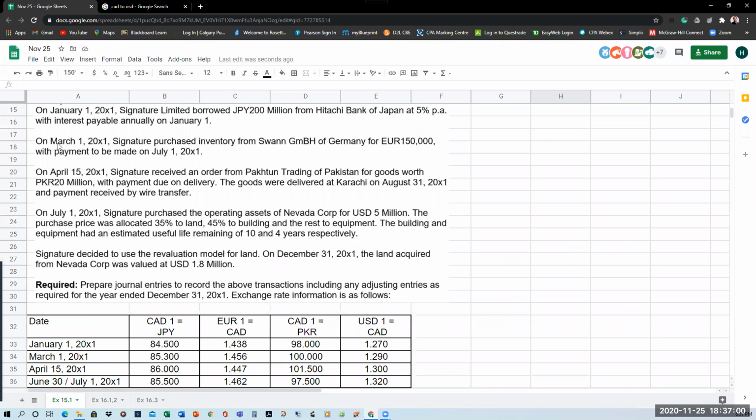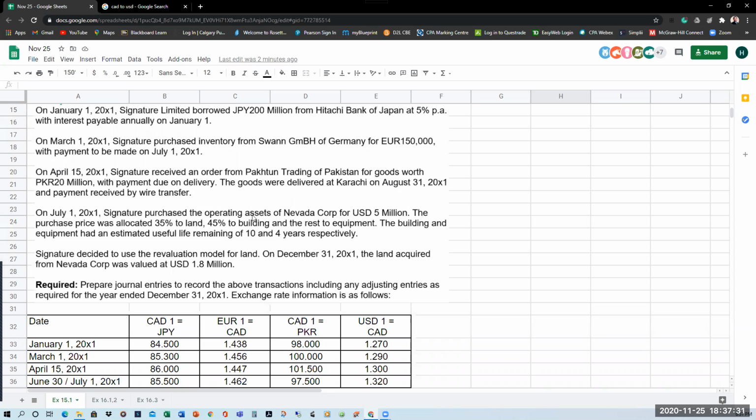Next, so keep in mind the payment on this inventory purchase will be made on July 1st. Now, next one, on April 15th, 2001, Signature received an order from Pakhtun Trading of Pakistan for goods worth 20 million Pakistani rupees with payments due on delivery. The goods were delivered at Karachi port on August 31st, 2001, and payment was received by wire transfer.